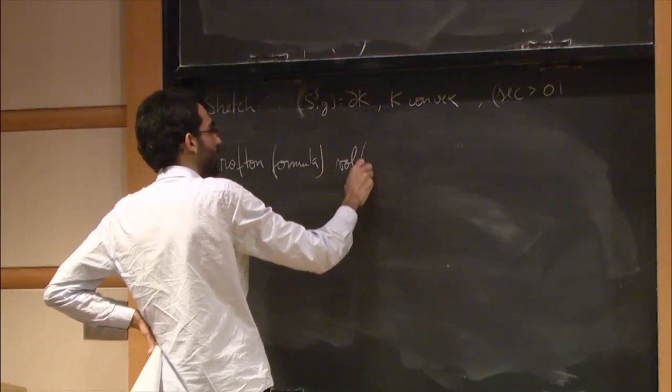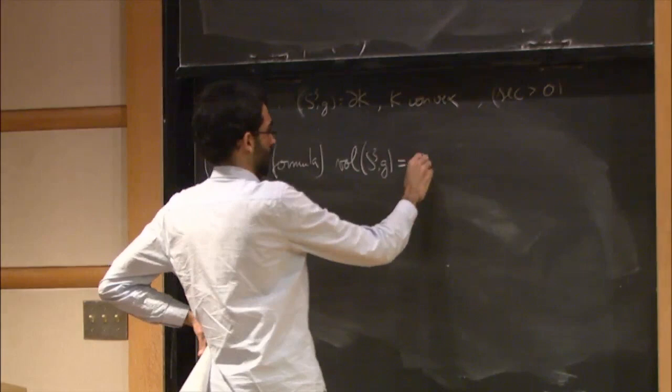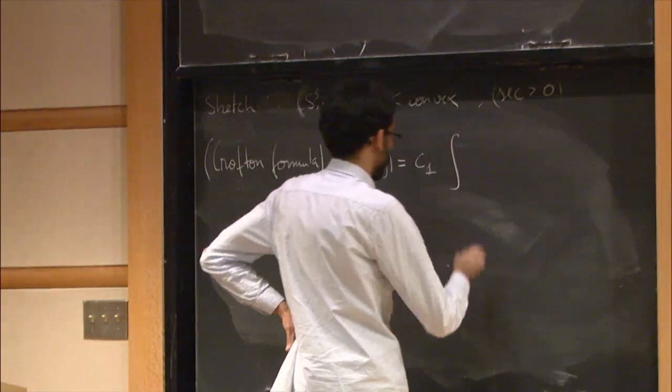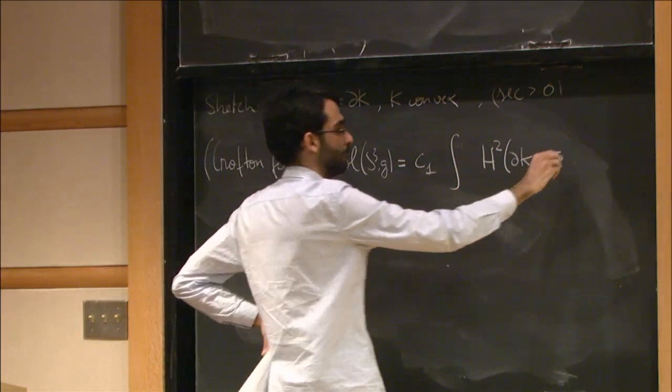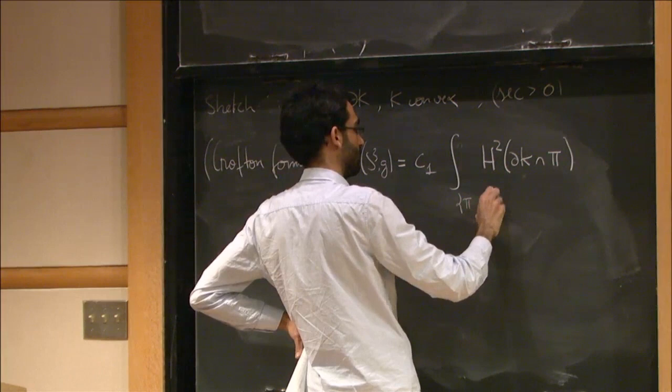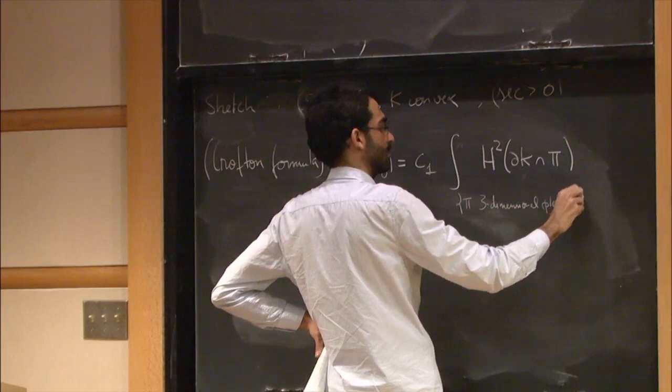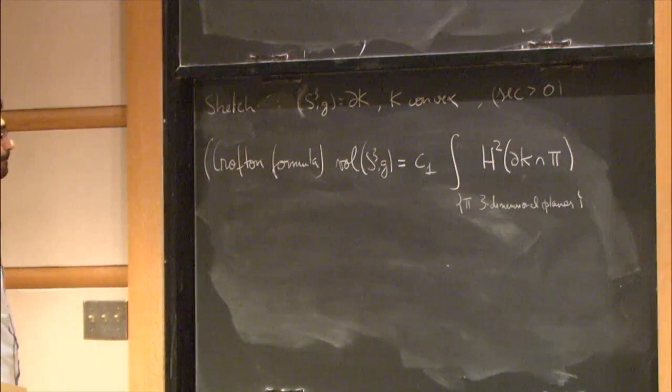is equal, up to a constant C1, to, so I will compute the area of every intersection of the boundary of K, of my domain, with a plane. And this over the space of three-dimensional planes. Okay, so this is a formula in integral geometry. Right, so this space we can parameterize by the Grassmannian.